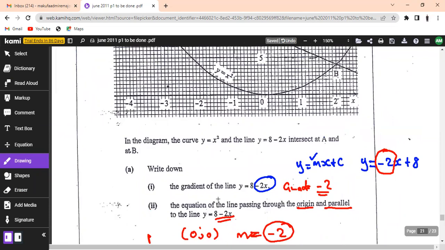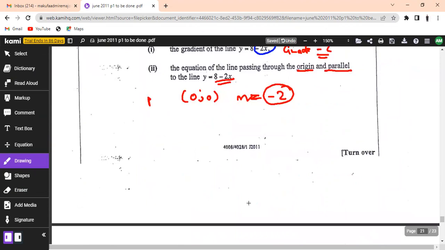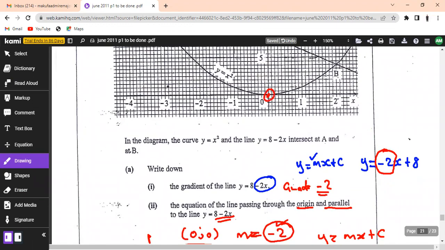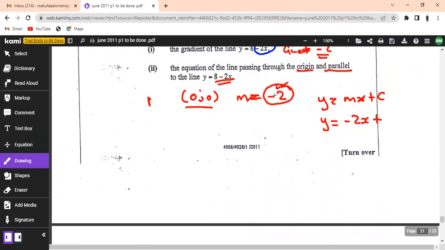It passes through the origin, where we know that it's (0, 0) here. So what will be the equation now? You have got the gradient and where it passes, and we know that y is equal to mx plus c, where m is the gradient. So m, which is our gradient, is minus 2x plus c. If it passes through (0, 0), guys, (0, 0) is the origin, where x is 0 and y is 0. So if any line passes through here, it means the y-intercept at this point is 0. So it's going to be plus 0 here, where y is equal to minus 2x.